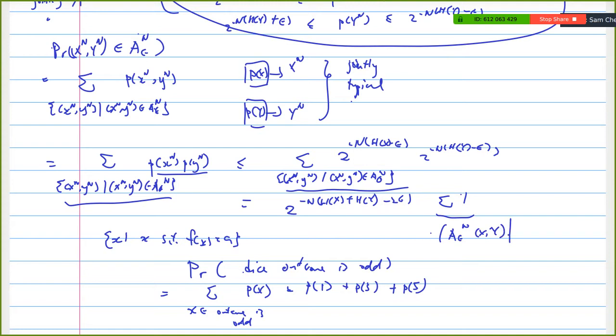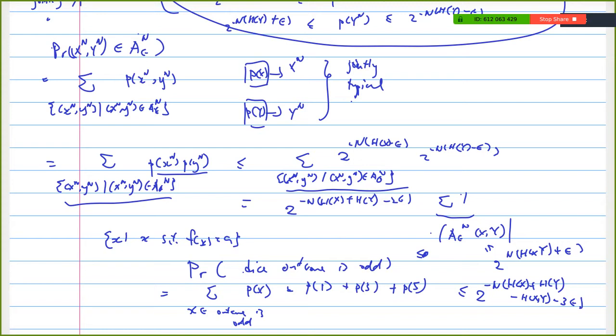But what was the size of the joint typical sequences? That would be less than 2 to the n(Hxy plus epsilon), right? Agree with that? Yes, that will be less than this. So the total thing will be less than or equal to 2 to the minus n(Hx plus Hy minus Hxy), minus 3 epsilon, something like that, right?